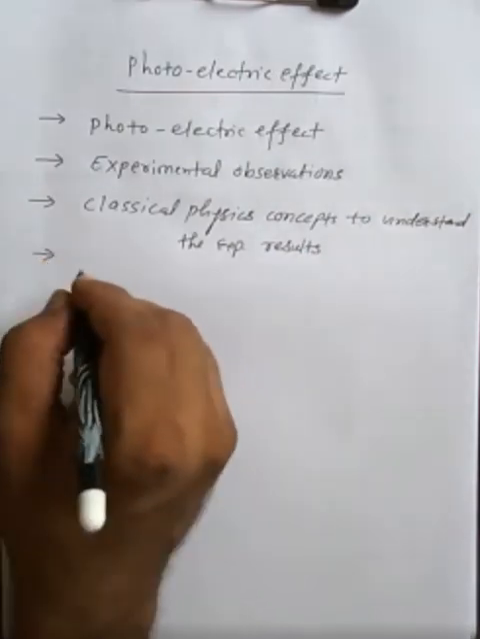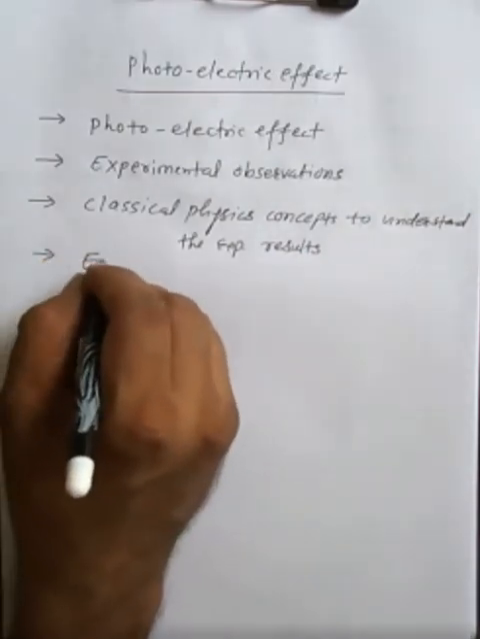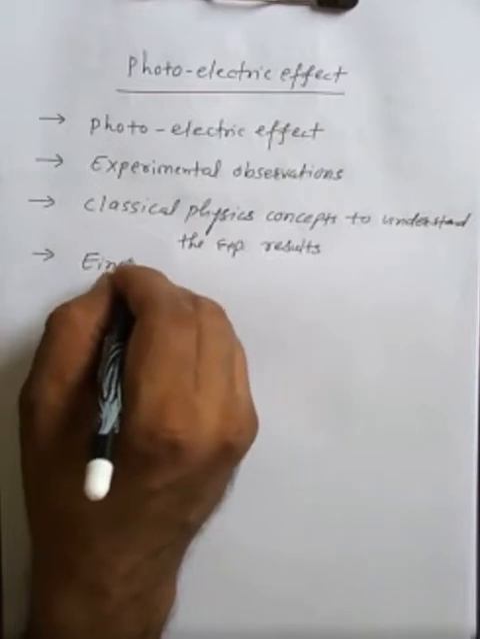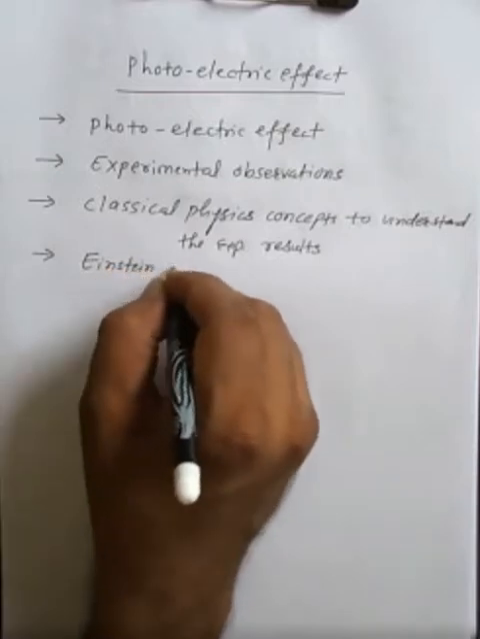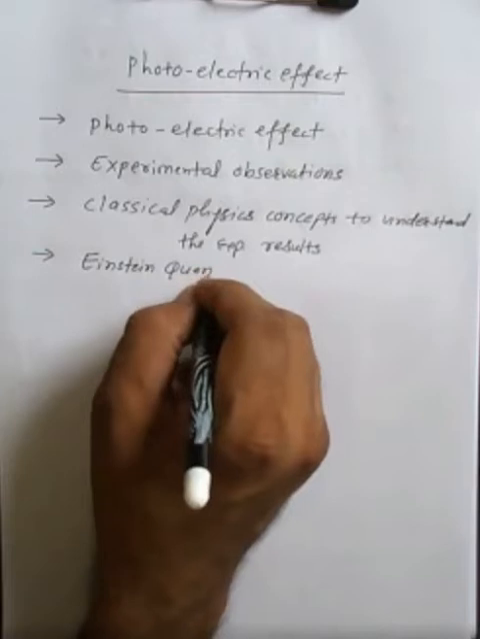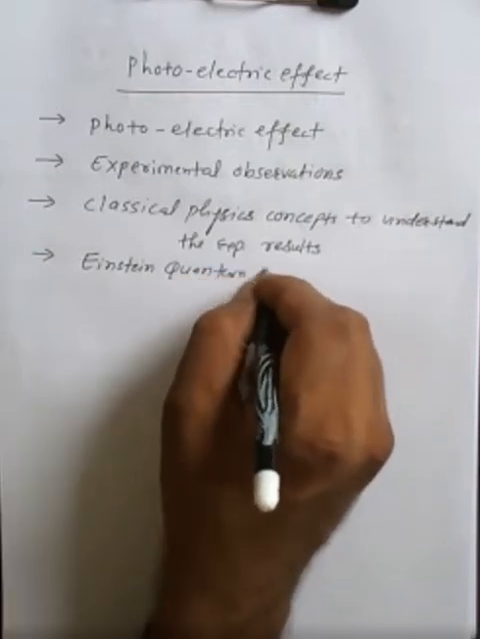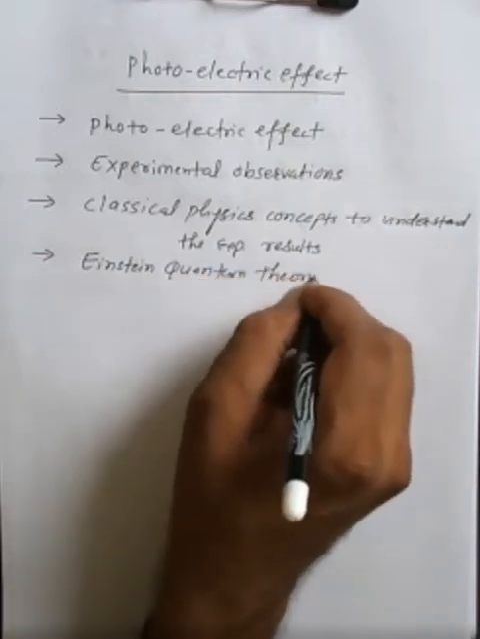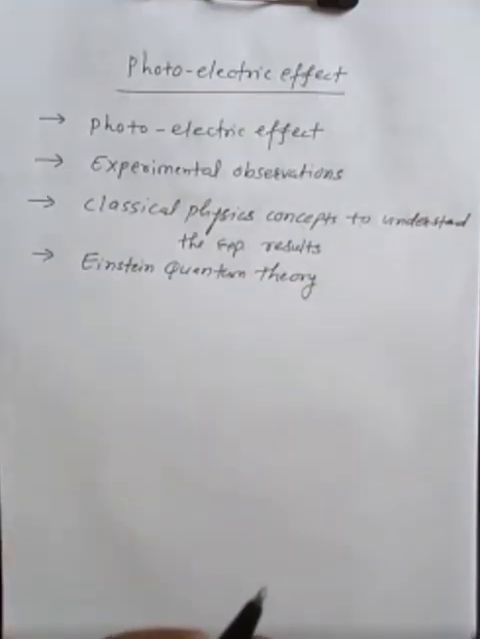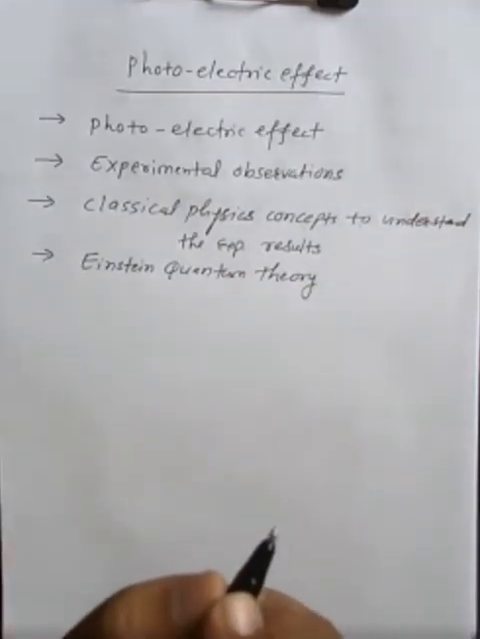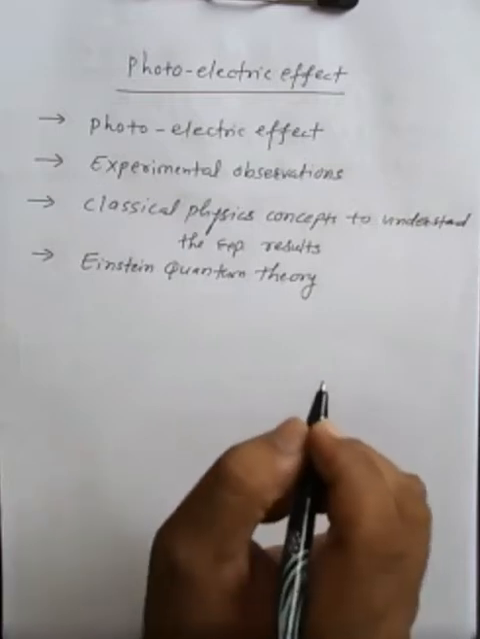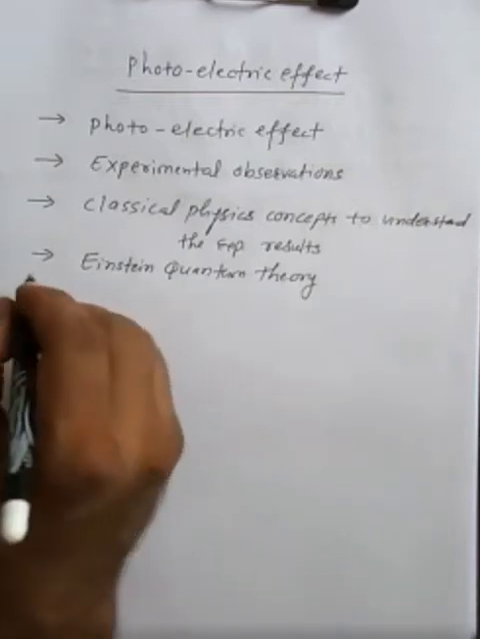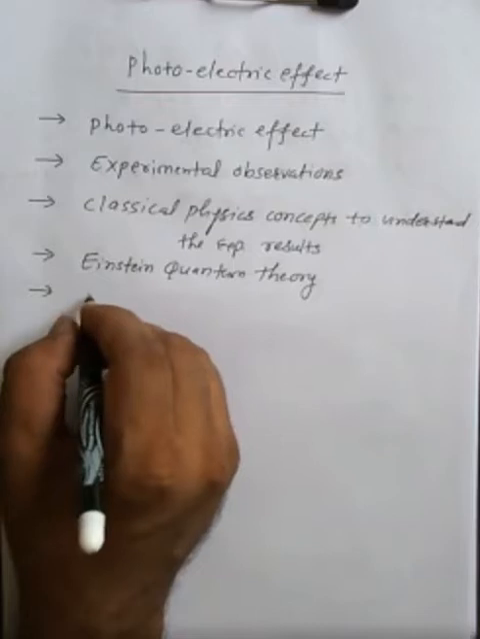And then I will discuss the Einstein quantum theory to explain or to understand the experimental observation of the photoelectric effect. And then I will summarize the class.